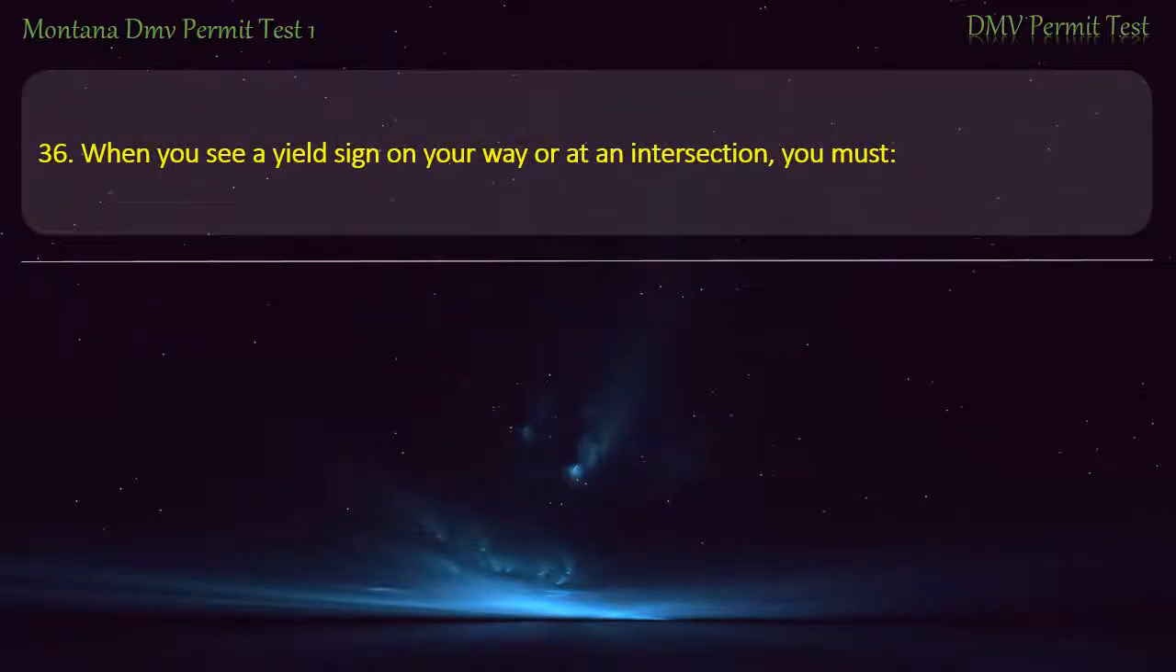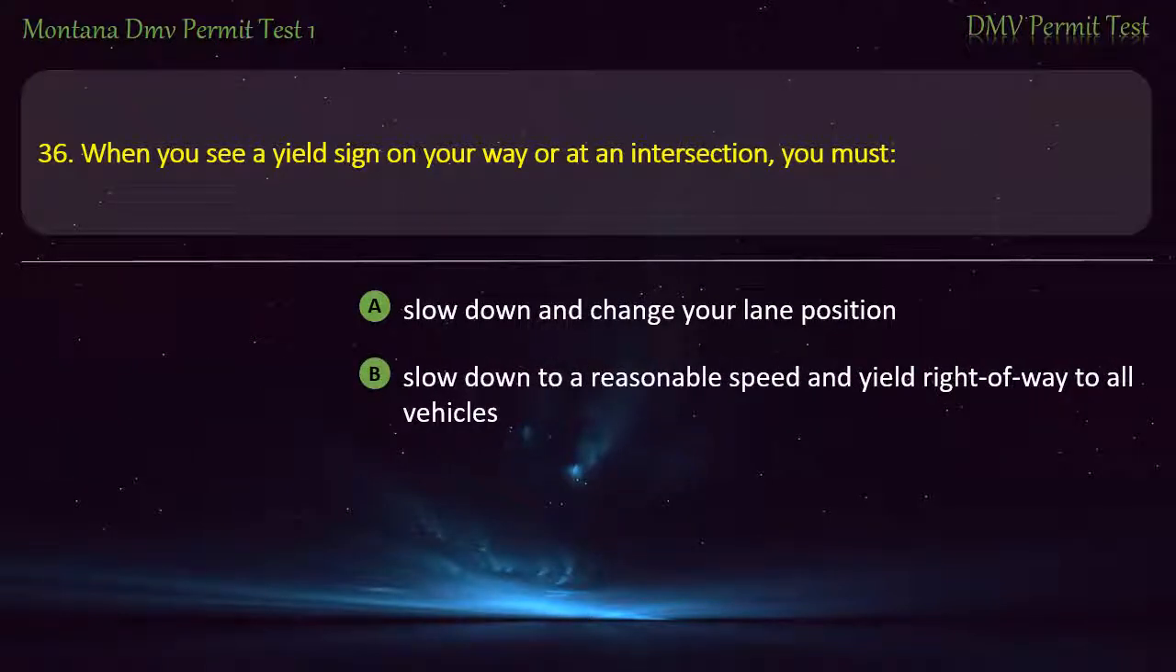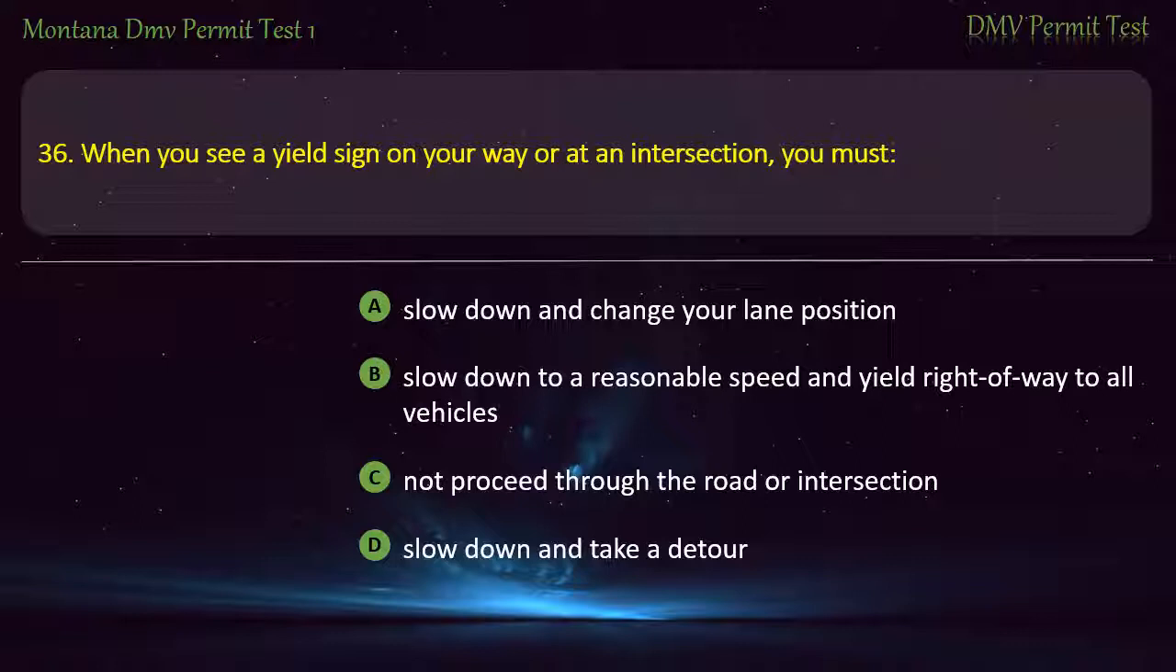Question 36. When you see a yield sign on your way or at an intersection, you must slow down and change your lane position. Slow down to a reasonable speed and yield right-of-way to all vehicles. Not proceed through the road or intersection. Slow down and take a detour. Answer. Slow down to a reasonable speed and yield right-of-way to all vehicles.